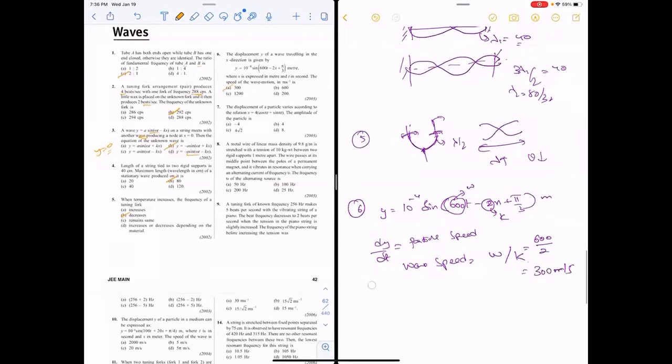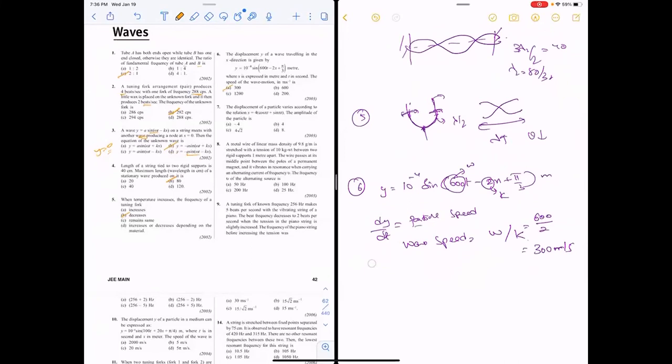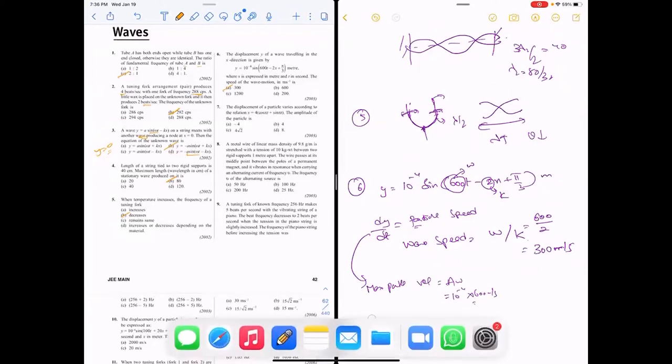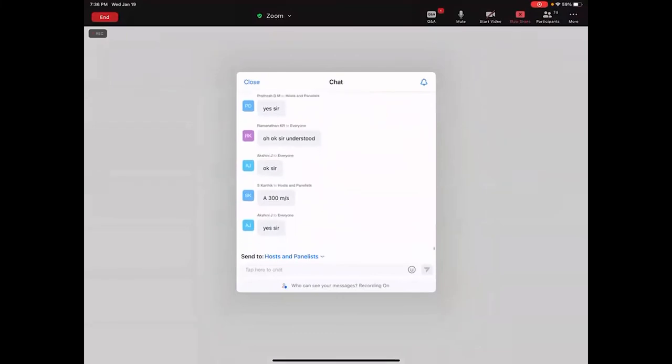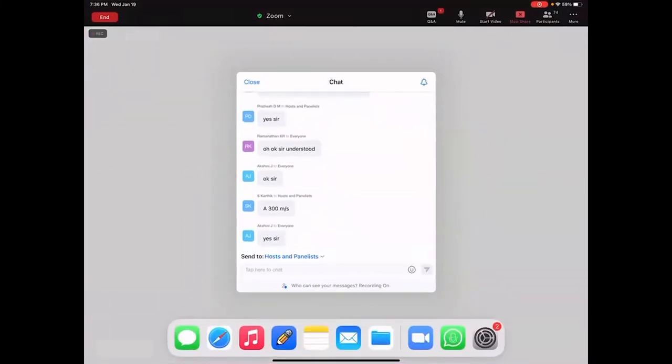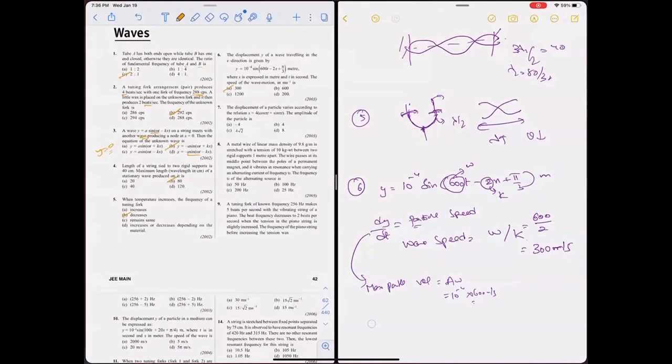Is this clear? They gave an equation. If they ask you what is the particle velocity, the maximum particle velocity is A omega. That is 10 power minus 4 into 600 meter per second. That is A omega, the maximum velocity. But he asked wave velocity, not the particle velocity. Hope you understood. Right, you are right, Arjun. Sixth is clear.